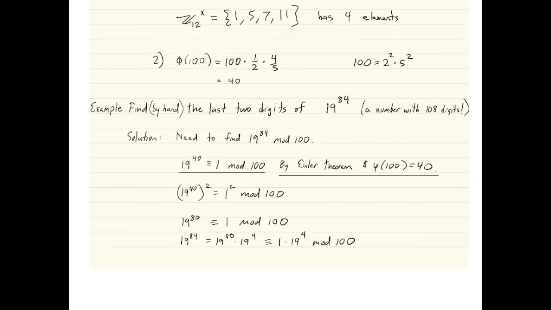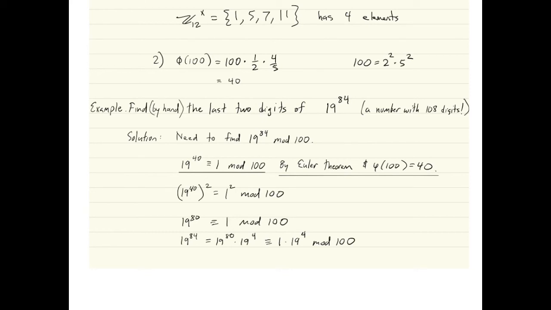Now, here's a fun problem that I've seen in high school math competitions, for example. It says find by hand, so without a calculator, the last 2 digits of some number, like 19 to the 84 power. This is a number with 108 digits, and so you can't just type it in the calculator. The calculator might not be able to handle this number, although Sage can, and we'll calculate this in Sage. But anyway, we need to find this by hand.